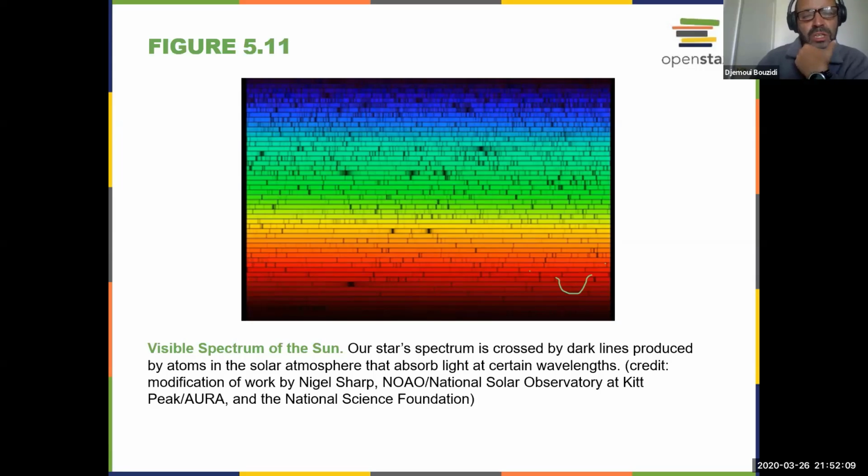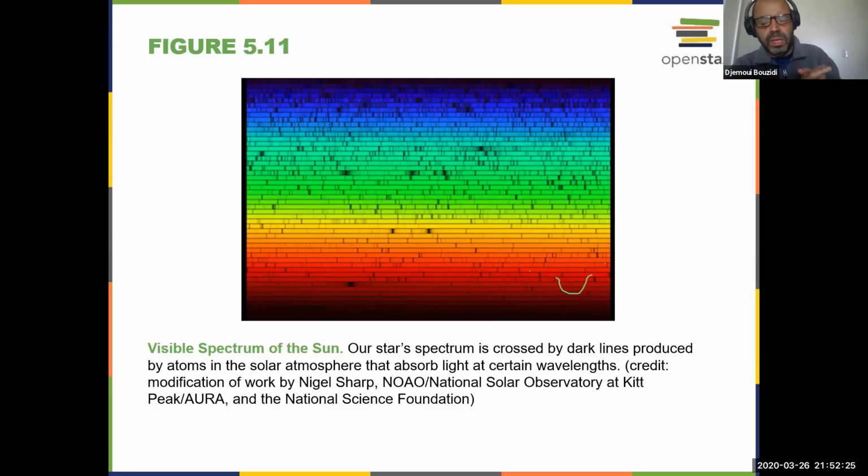And this kind of spectrum is called an absorption spectrum. So there are two types of spectra. There is the absorption spectrum and there is the emission spectrum. And an emission spectrum is when an object emits light and then you go and analyze it and see what kind of frequencies you have.